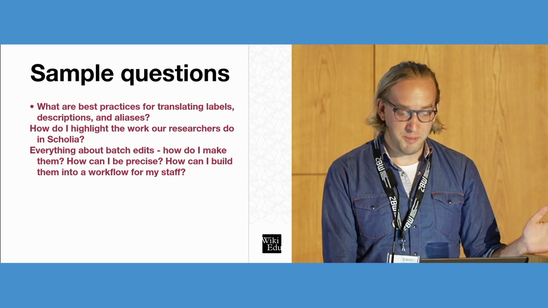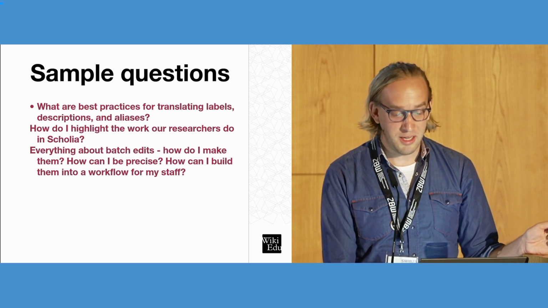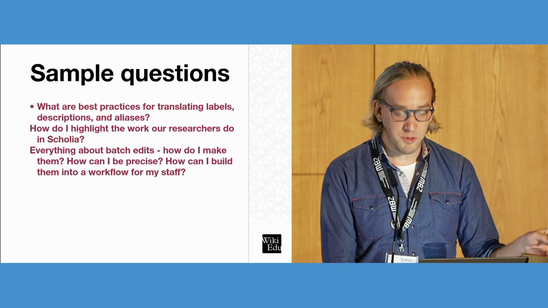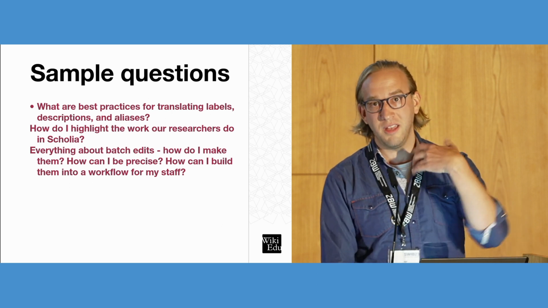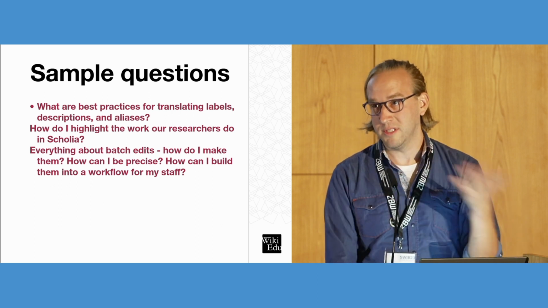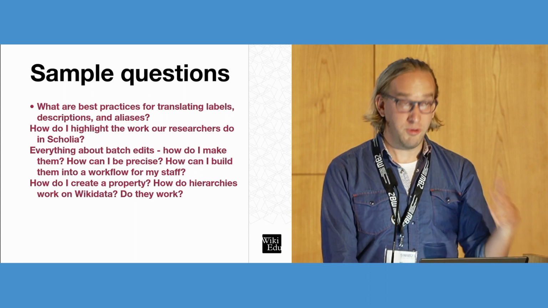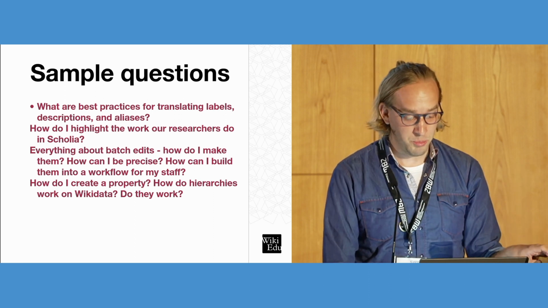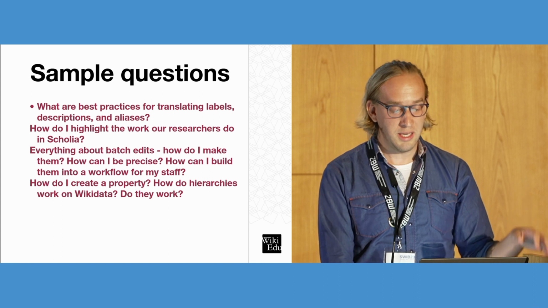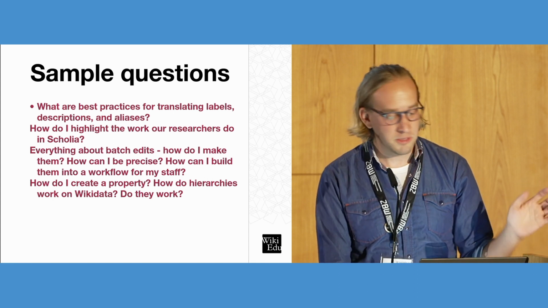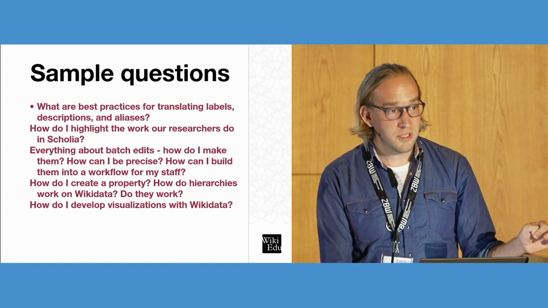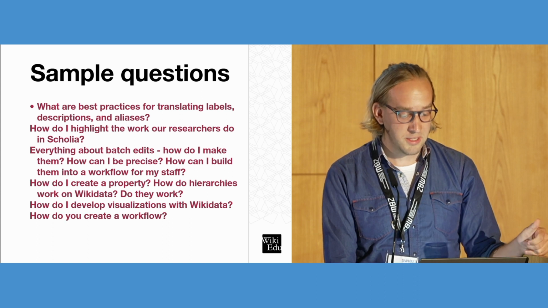A lot of questions about batch editing, a lot of hesitation around batch editing. How can I be precise with my batch edits? How can I implement this in a workflow that makes sense to a staff? How do I create a property? This just came up in the previous session. How do hierarchies work on Wikidata? Do they work on Wikidata sometimes? How do I develop visualizations in Wikidata and with the query service? How do you create a workflow?